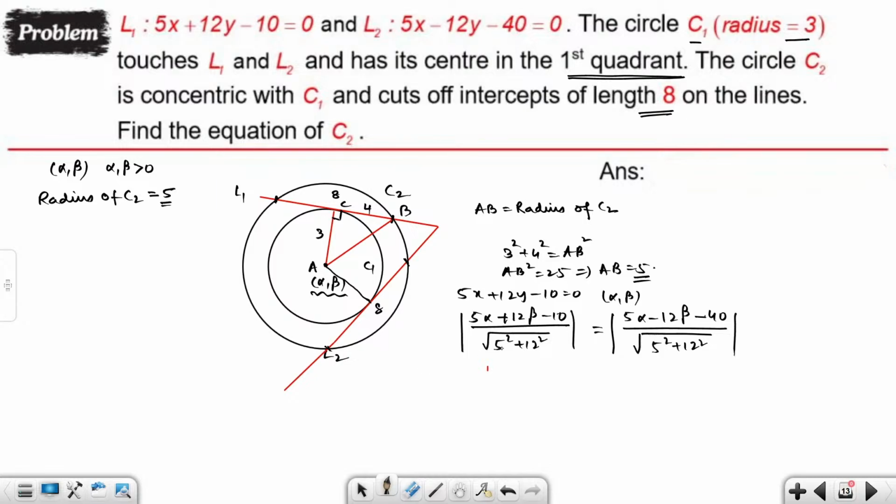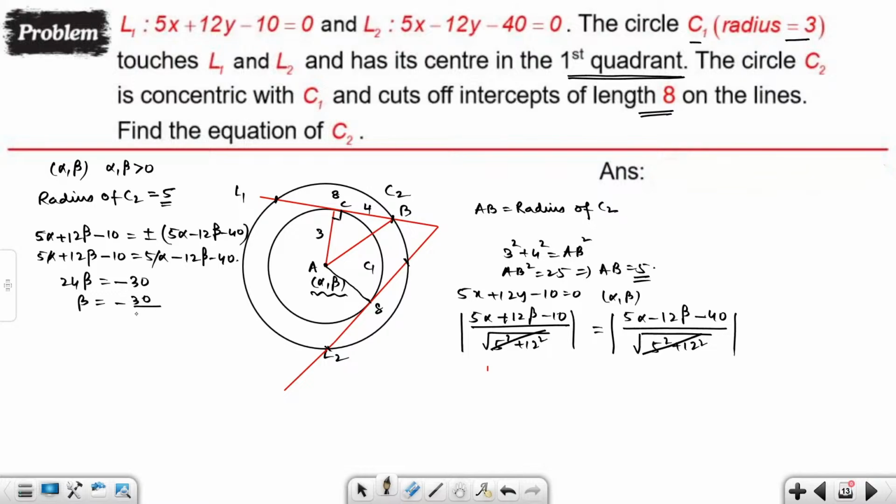So from here the denominators go off, and we are having modulus of 5 alpha plus 12 beta minus 10 equals plus minus of 5 alpha minus 12 beta minus 40. Let me take the plus sign: 5 alpha plus 12 beta minus 10 equals 5 alpha minus 12 beta minus 40. So from here alpha goes off, and we are having 24 beta equals minus 30, so beta is minus 30 over 24.